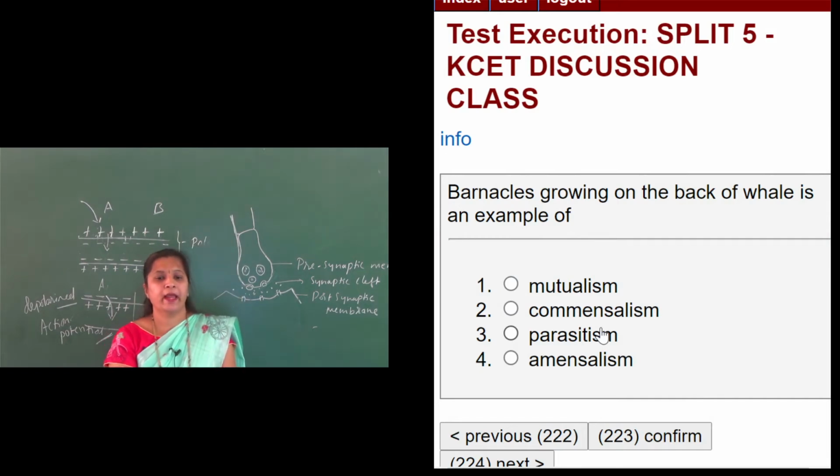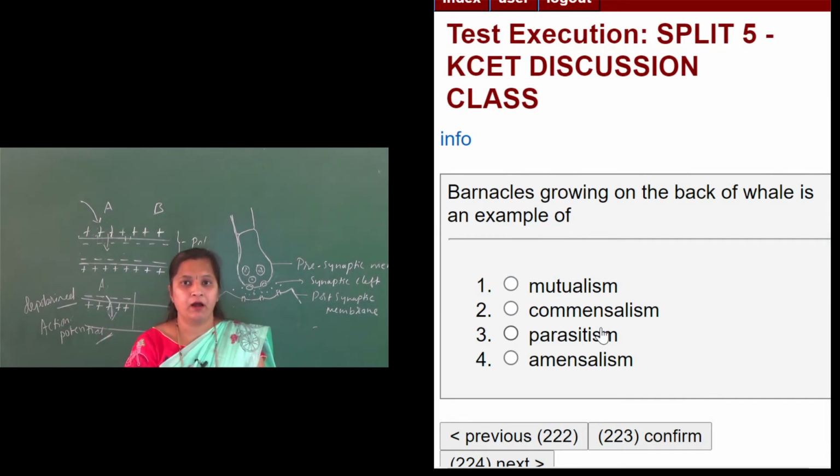Barnacles growing on the back of a whale is an example of. First one, mutualism. Second one, commensalism. The third one is parasitism. And the fourth one is amensalism. See, barnacles growing on the back of a whale. Barnacles are tiny little crustaceans which live on the back of the whale. By living on the back of the whale, they get a shelter from the whale. So the barnacles get benefited in the form of shelter.